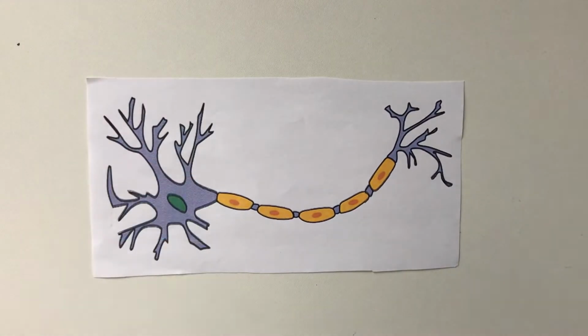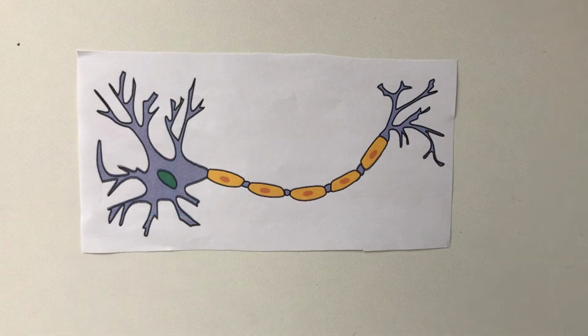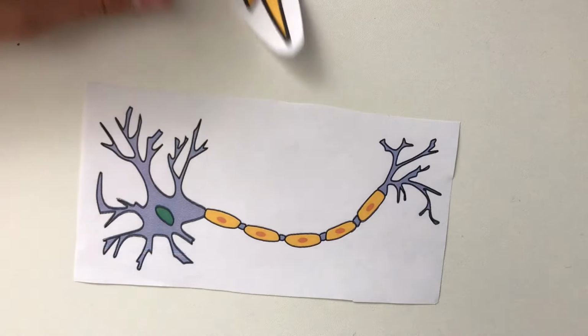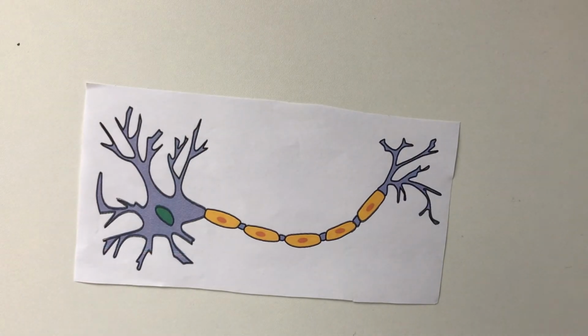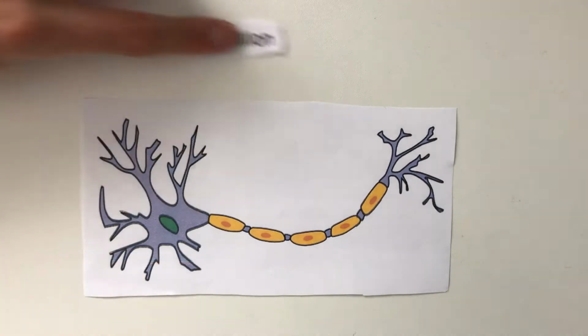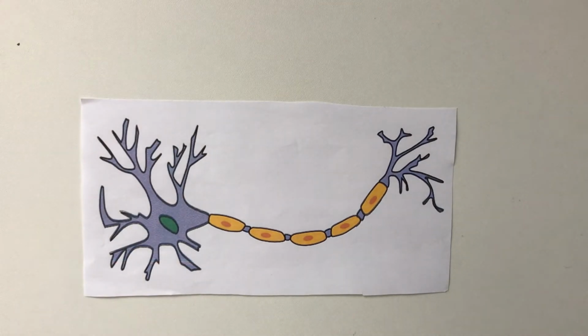Neurons are highly specialised cells within the nervous system that transmit information in the form of electrical impulses to other neurons, muscles, or glands. Humans have around 100 billion neurons in total. Here is the anatomy of a neuron.